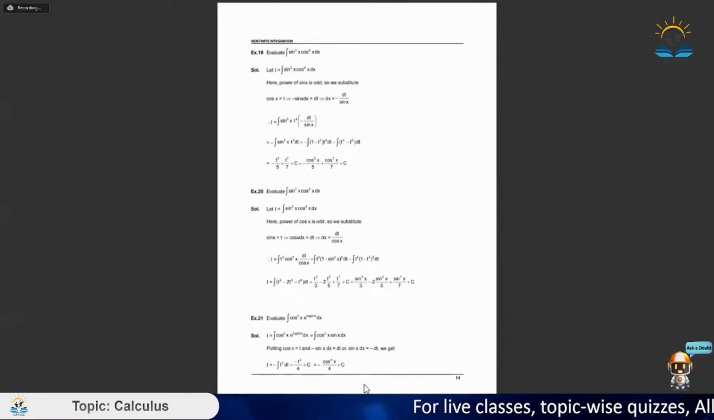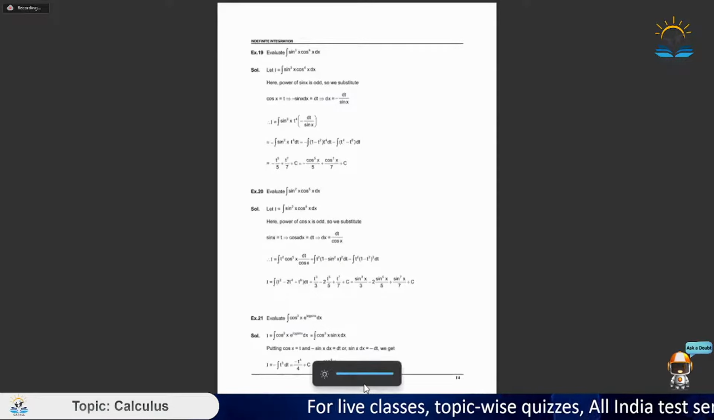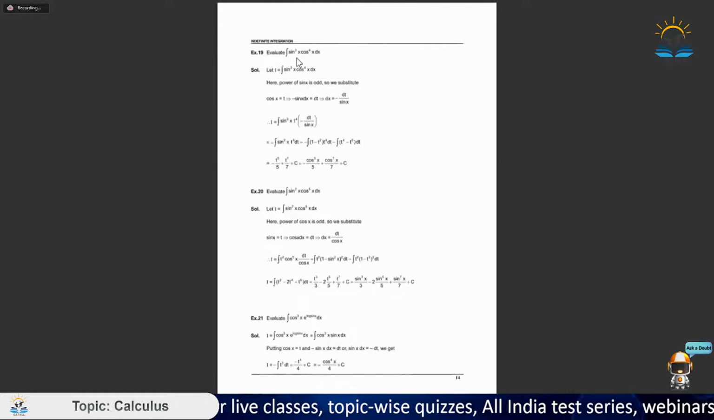Okay, so we have covered the basic questions that would be coming in the exam. So let us take a quick look at this example. This is sin cube x cos to the power 4 x dx. Now the power m is equal to 3, the power of sin x is odd. So just tell me what we would be replacing with t.